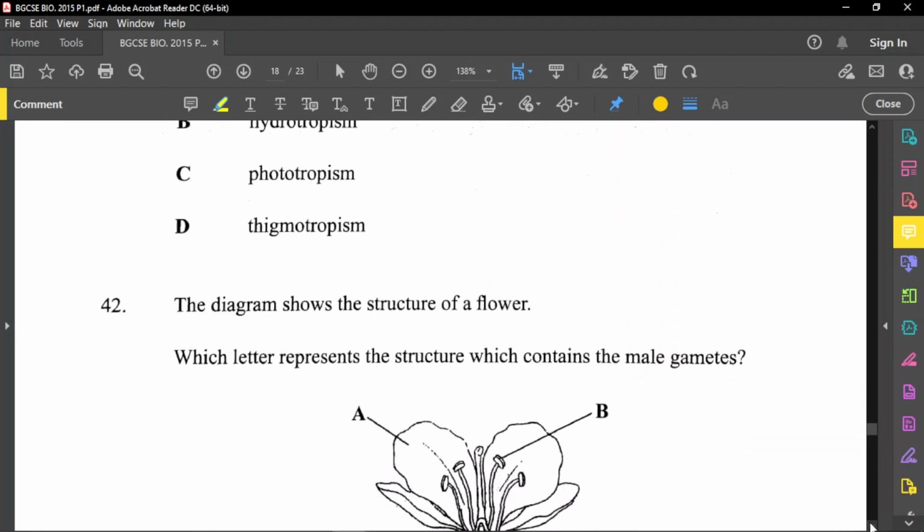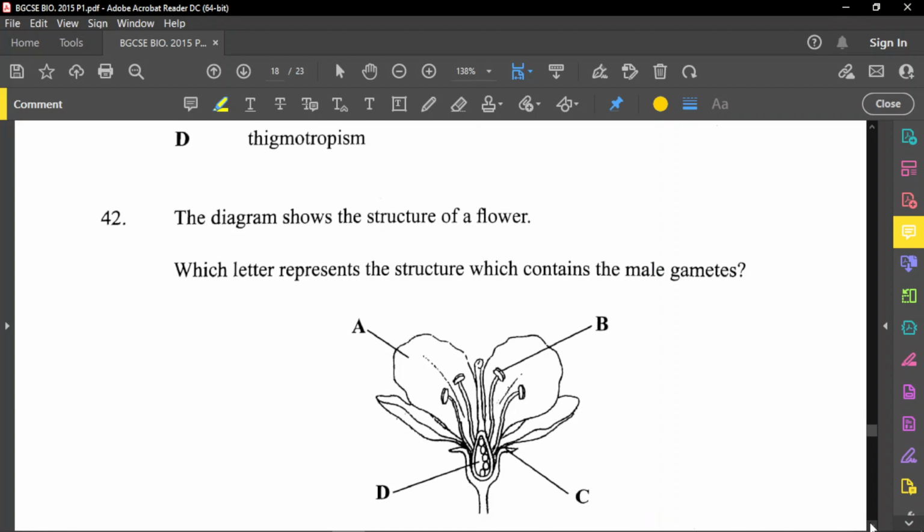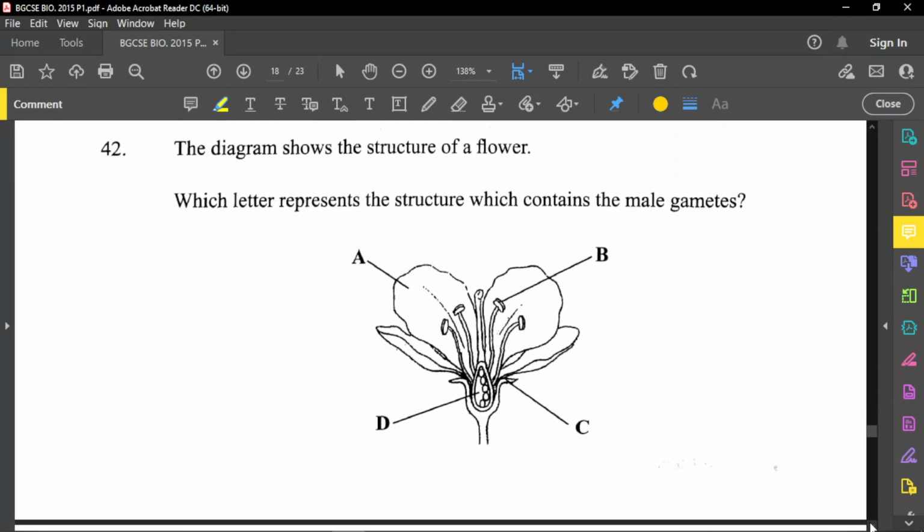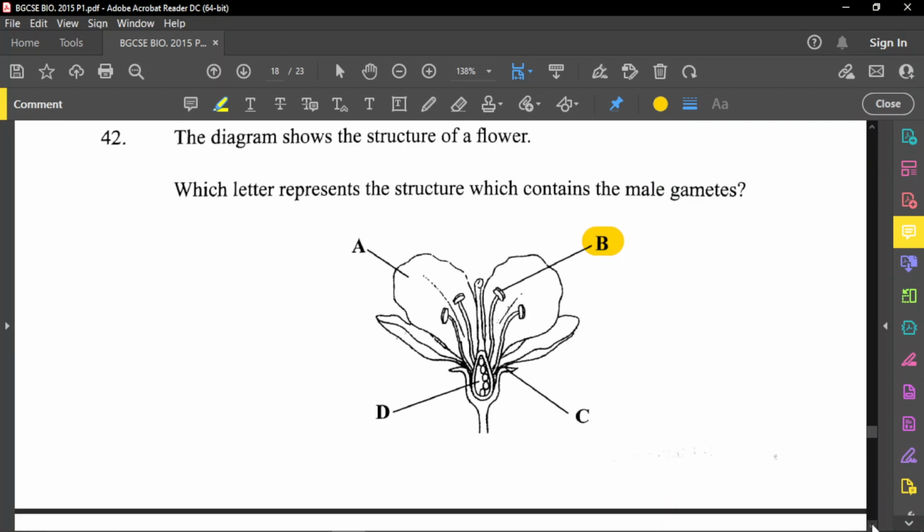All right, question number 42 is a diagram showing the structure of a flower. Which letter represents the structure which contains the male gametes? The male gametes are the pollen grains that contain the sperm cells, and pollen grains are produced in the anther. So B will be our option. I remember we labeled the flower earlier, so we don't need to go back over this. D is the ovary, and the circular structures in the ovary are the ovules, just to make a notation of that. C is the sepal, we talked about that. A is a petal that will attract insects if it's an insect-pollinated flower.